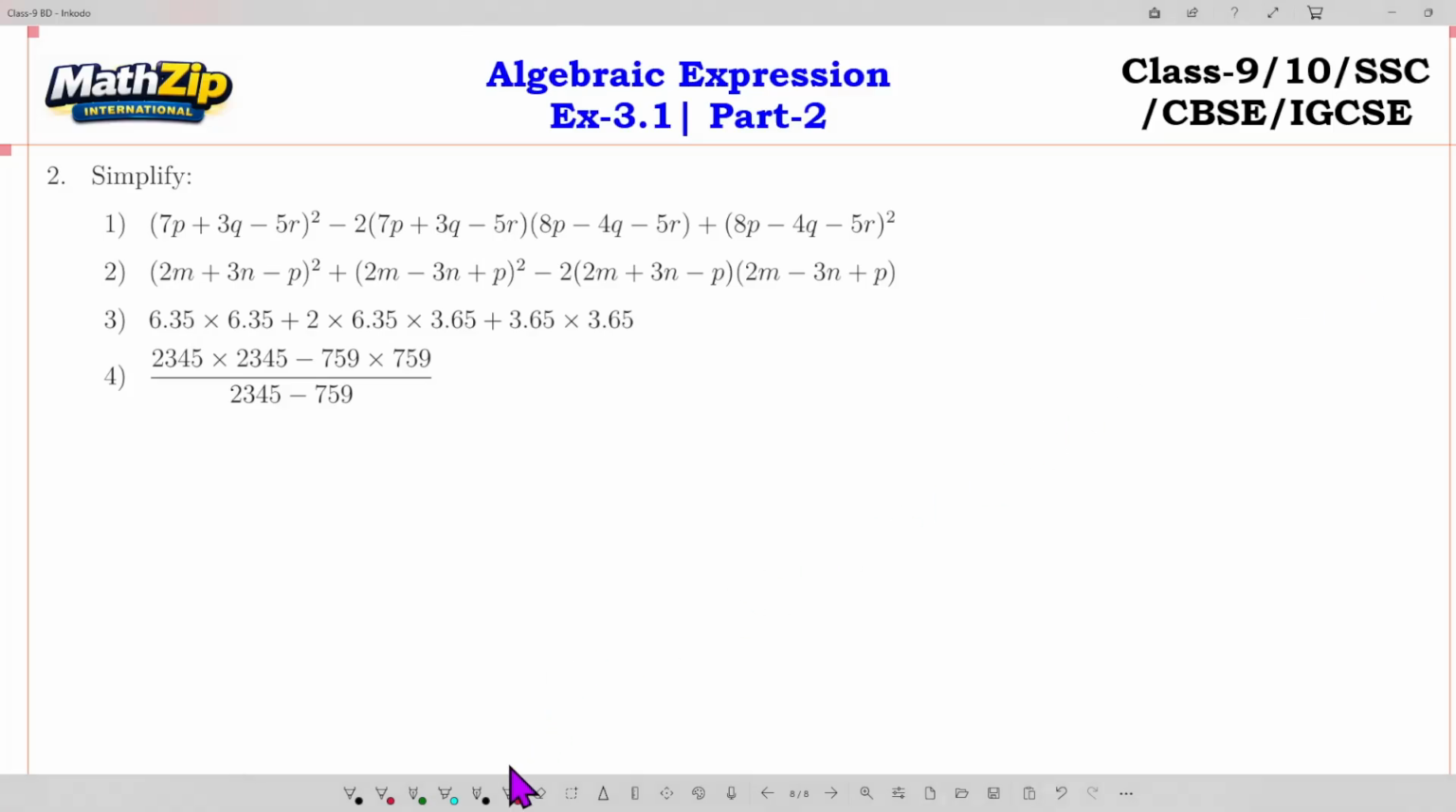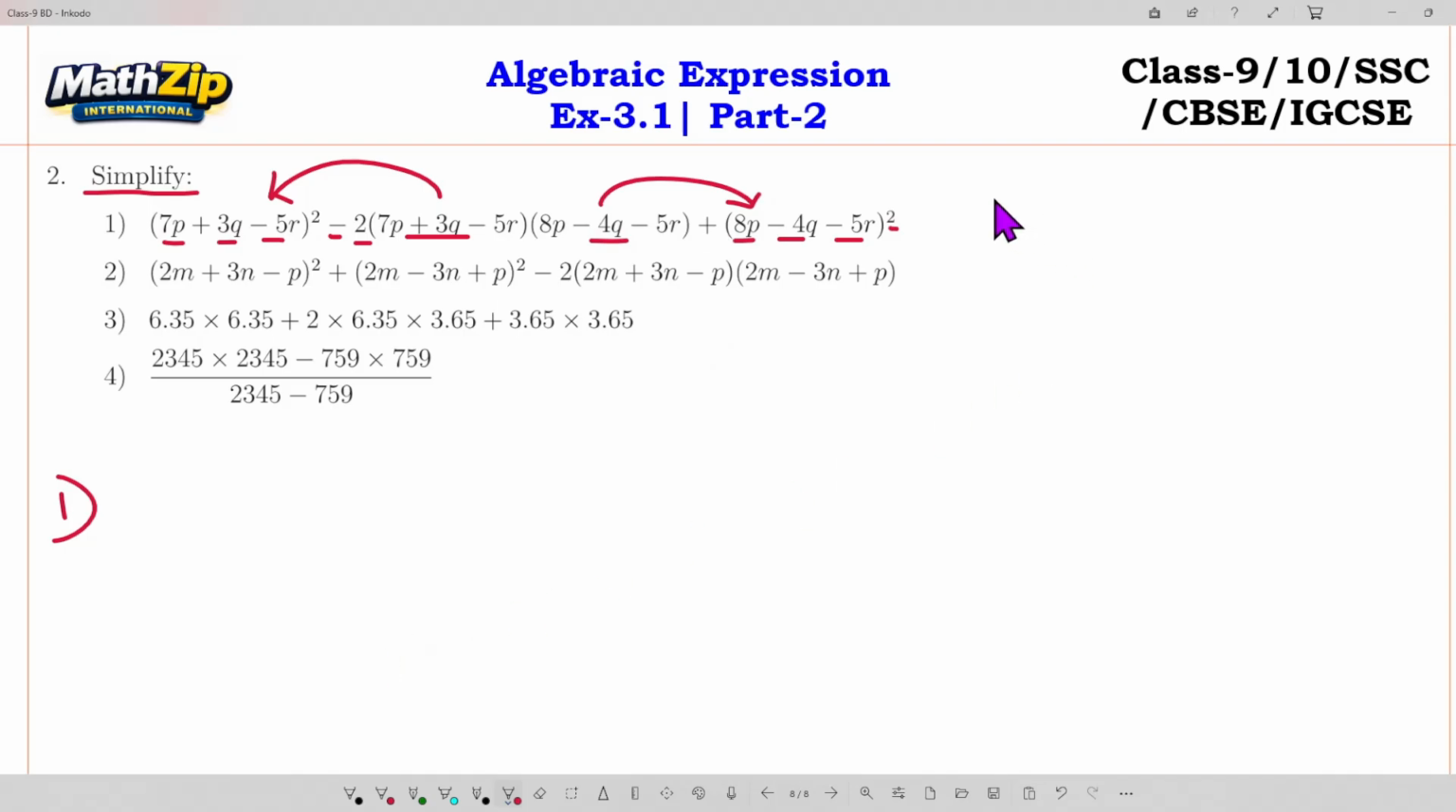Algebraic expression exercise 3.2 part 2. Question: simplify. First one. Here is (7p + 3q − 5r) square, and here is (8p − 4q − 5r) square, and here is minus 2, this one and this one, like this.